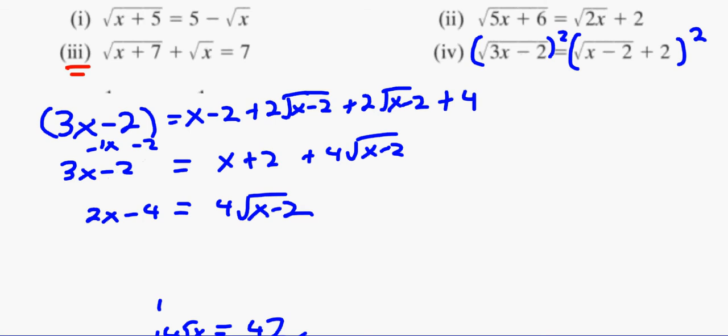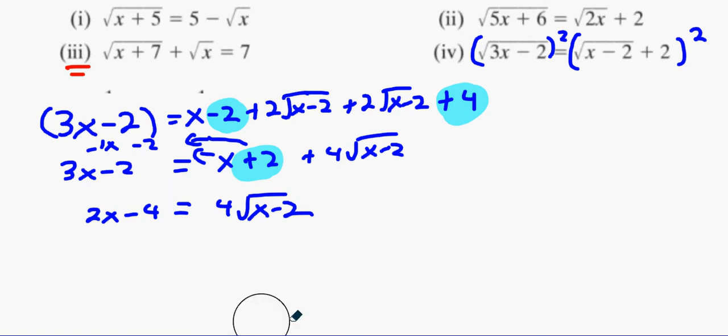Now, sorry lads, one more time. It was a minus 2, but there was a plus 4 over here, and that turns into a plus 2. And then the plus 2 travels to the other side, to Magic Land, and it becomes minus 2. And so does the x. They went on a nice fight. 3x take away x is 2x, minus 2 is minus 4. Now, square both sides.